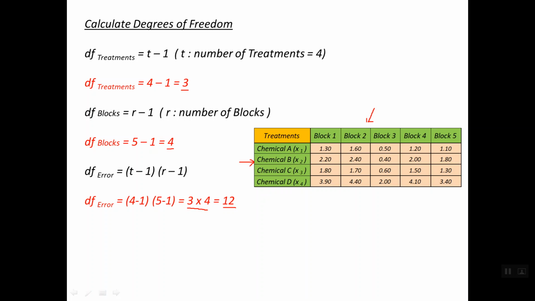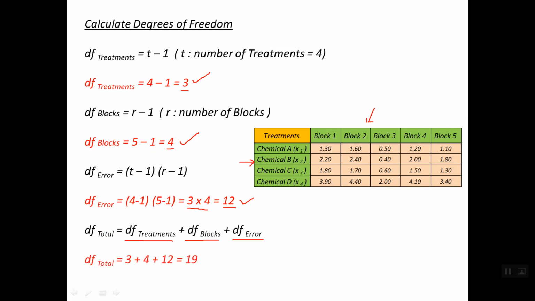Now regarding the total degrees of freedom, we can simply sum all of these values to get the degree of freedom total: degree of freedom for the treatments, plus the degree of freedom for the blocks, plus the degree of freedom for the error. This is the df for treatment, this is for the blocks, and this is for the error, and the total is equal to 19.